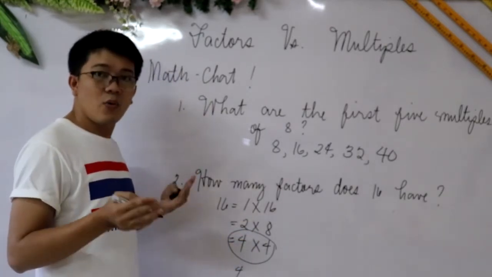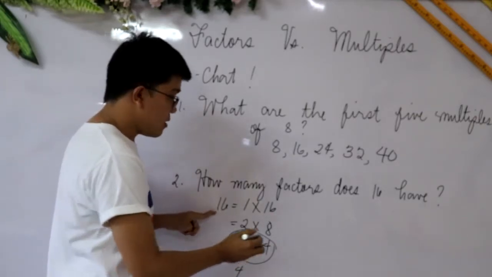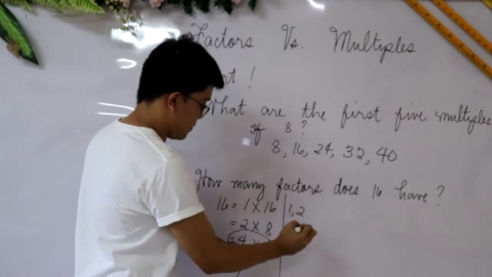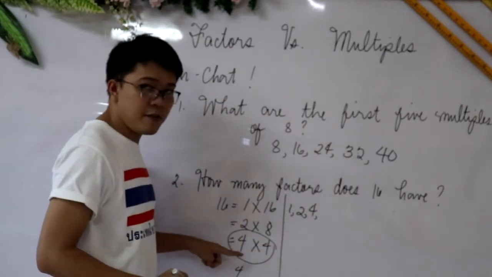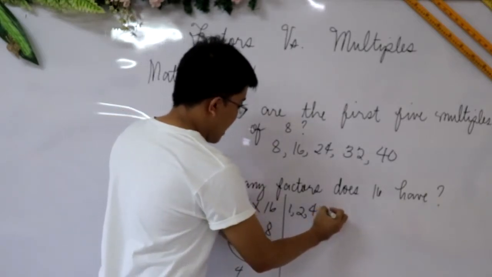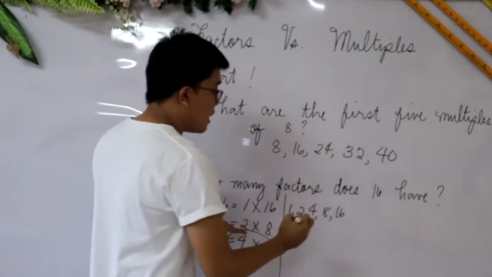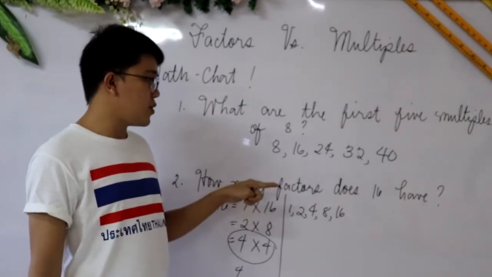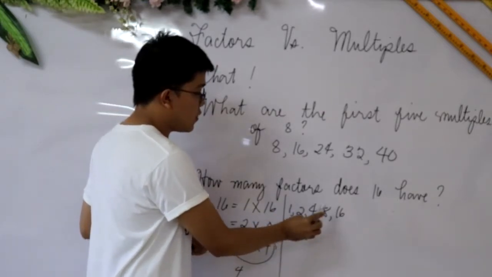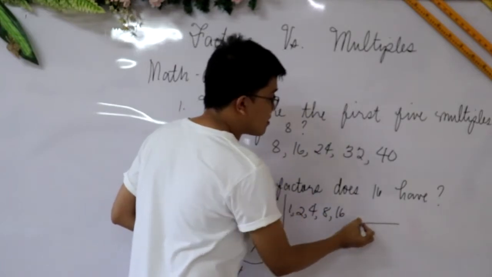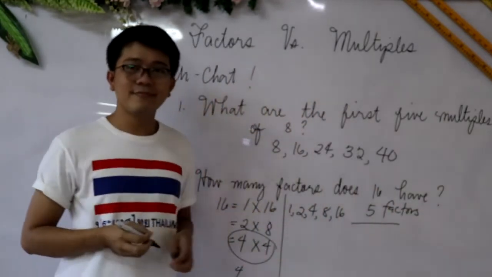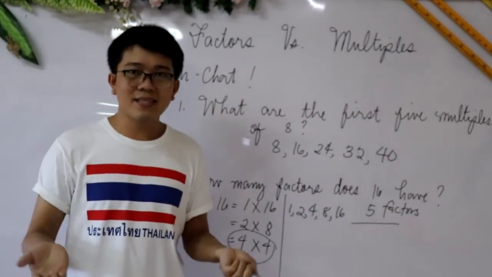Remember that? Now, what are the factors of 16? You have 1, 2, 4. Do you have to write the same number again? No. After 4, 8, and 16. Now to answer the question, how many factors does 16 have? We have to count now. We have 1, 2, 3, 4, 5. Therefore, the correct answer is 5 factors. Did you get it? Next question.